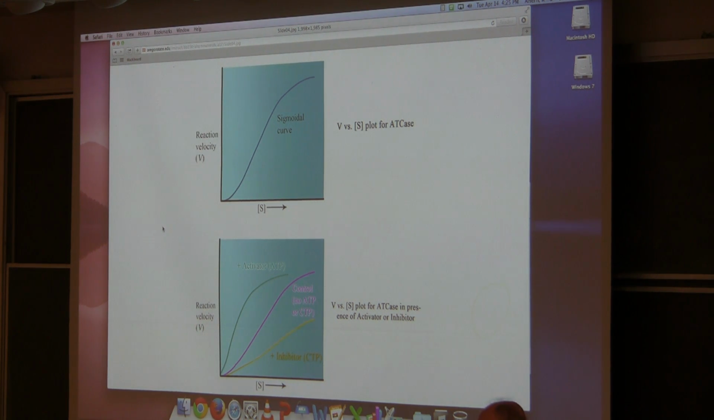Binding of ATP or aspartate will put ATCase into the R state. Binding of CTP by ATCase will put it into the T state. Yes? Say it one more time. Yeah, a lot of names and everything. I'll stop here in a second. Okay. So, binding of ATP or aspartate puts the enzyme into the R state. Binding of CTP puts the enzyme into the T state.